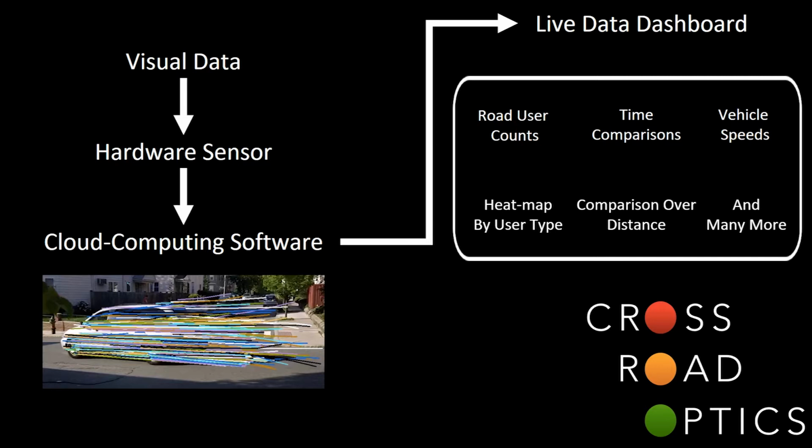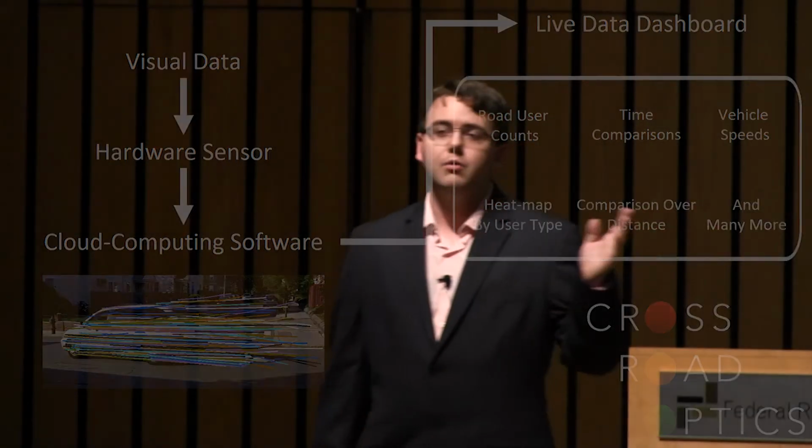So from there, we are now creating a live data dashboard. Once our sensor is installed and continually monitoring, our data will be live streamed to the customer so that they can see it on a dashboard. Currently, we're implementing a road user count and vehicle speed tracking. We will also have time comparisons so that you can track the busiest period of time at your site.